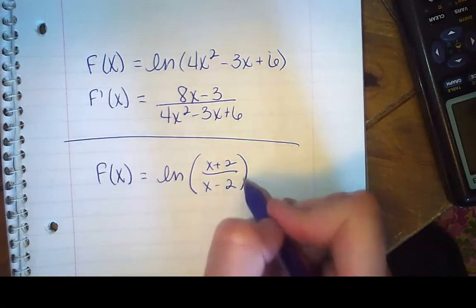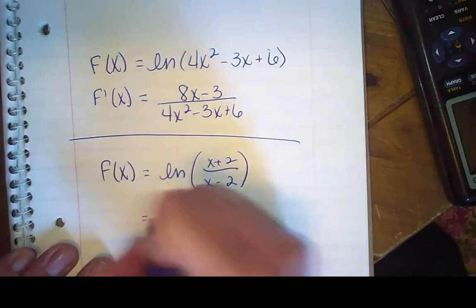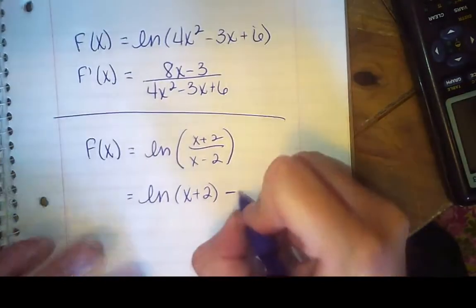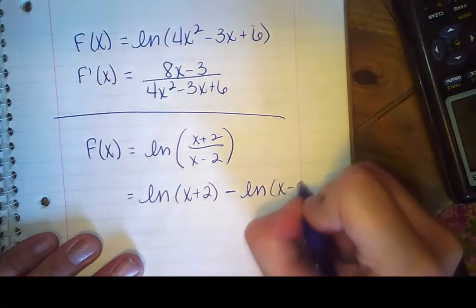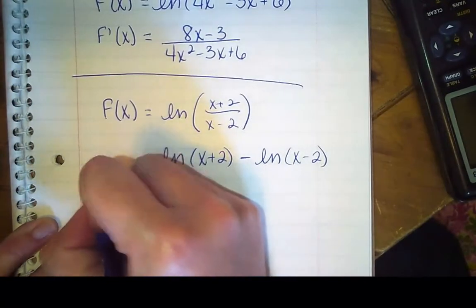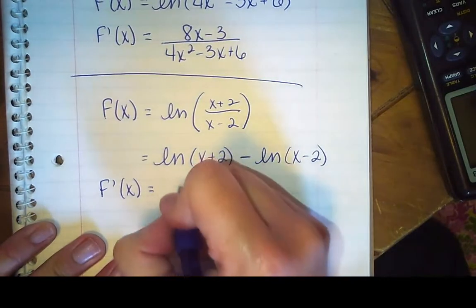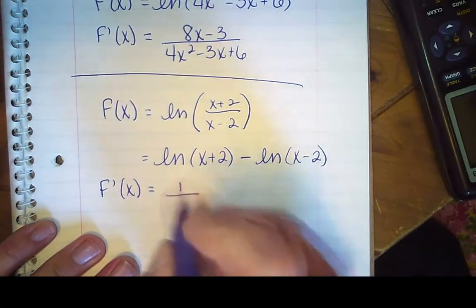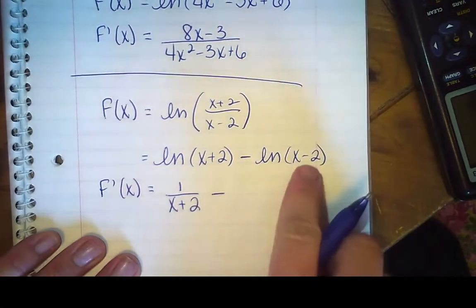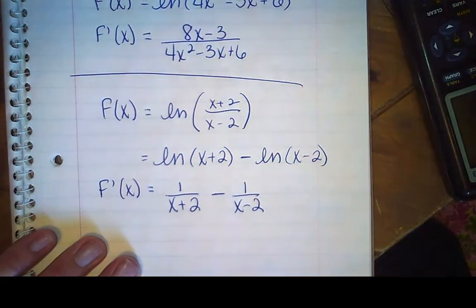Or I can remember that if I've got a quotient on the inside, I can rewrite it as subtraction, so minus on the outside. And now life just got a whole lot easier. So how do I take this derivative? The derivative of the argument is 1 over the argument itself, x plus 2, minus the derivative of the argument is 1 over the argument itself, x minus 2.